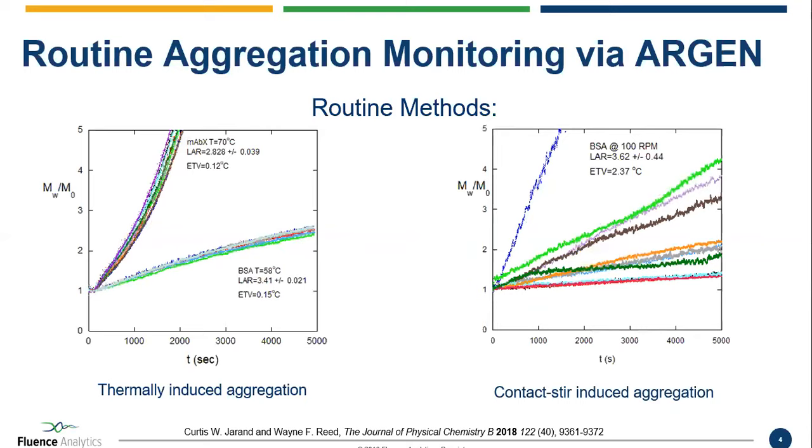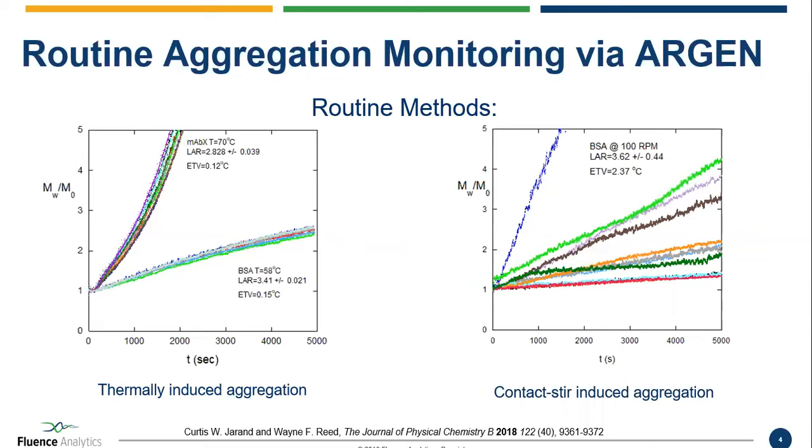In contrast, when we look at contact stir-induced aggregation, by contact stir, I mean a PTFE stir bar sitting at the bottom of the cuvette. And that is typically how most people would do their stir stress on an ARGEN. When we look at that, what we find is that there's a wide variation in the aggregation rates. We can have RSDs of up to 15, 20% or more. It's basically not terribly reproducible.